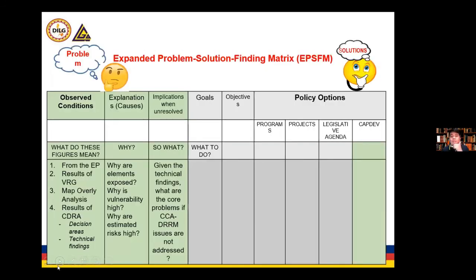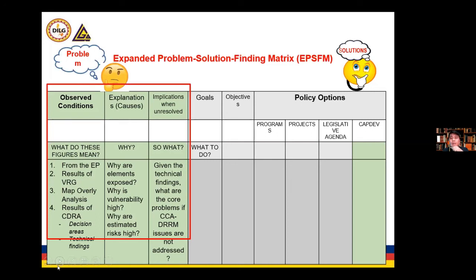So now, this is the expanded problem solution finding matrix. So kanina, simple lang yung ating problem solution finding matrix: observed conditions, the causes, implications when unresolved, and policy options. That's the basic problem solution finding matrix. Pero ngayon, we're going to expand yung ating PSFM to include the positive and negative implications ng ating mga identified na problems, ano? So, yung format nasa workshop natin mamaya, we're going to flesh out the positive and negative implications.